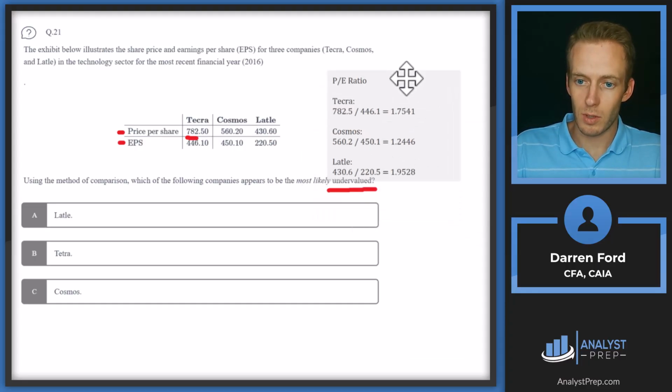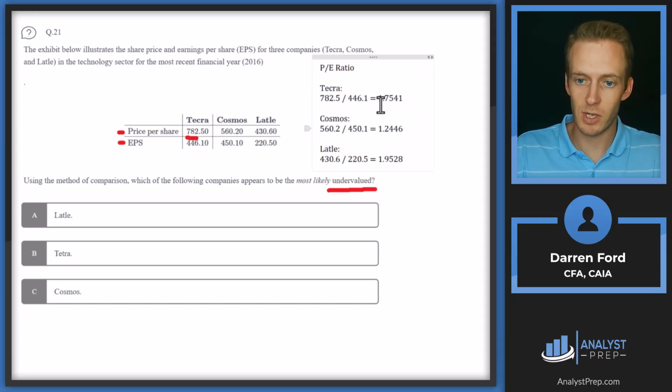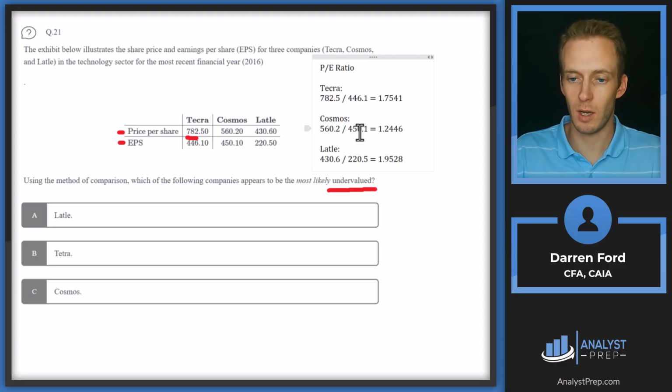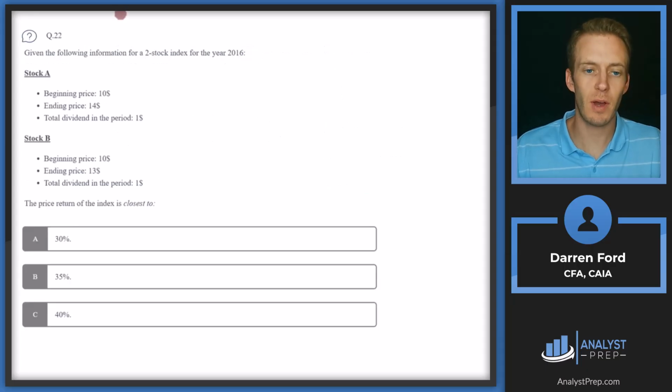So let's pull in what that looks like. We'll be doing the PE ratio. We get Tecra at 1.75, Cosmos at 1.24, and Lotley at 1.9528. So the most undervalued is essentially the smallest value, which tells us the lowest price per amount of earnings, which is going to be 1.2446, Cosmos. Answer C.